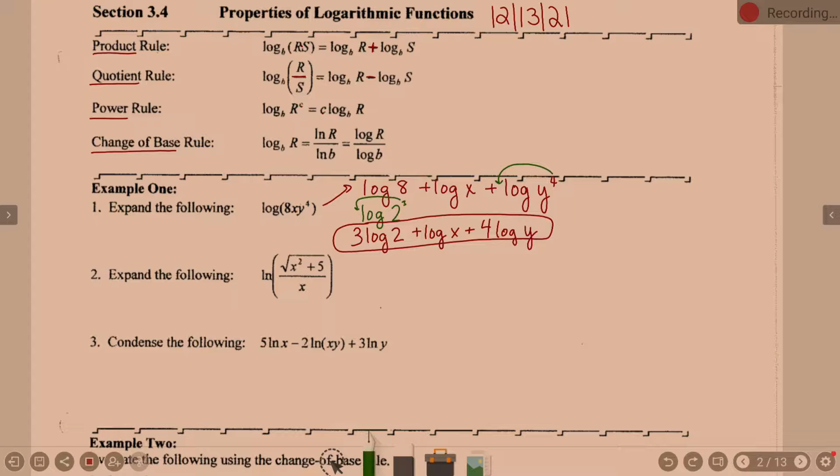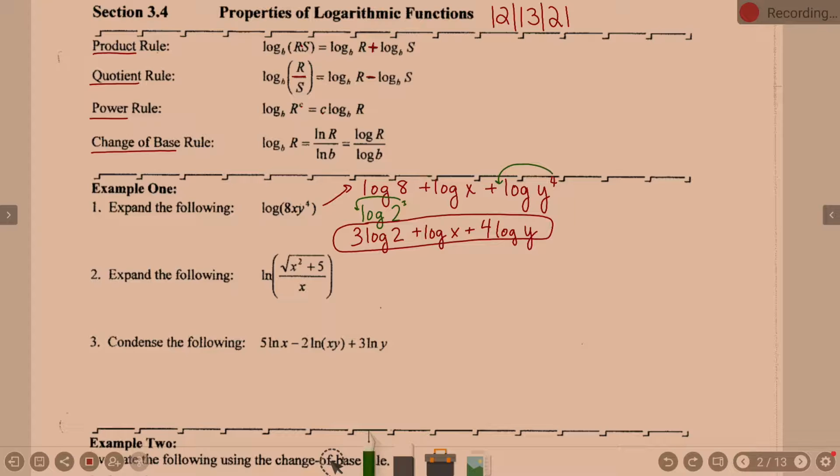Okay, let's try number 2. Oh, yes. Are you always going to use more than one property in each equation? I don't know if I would say you always will, but it is likely to use multiple properties within one expansion problem. Okay, 2, we got another expand.